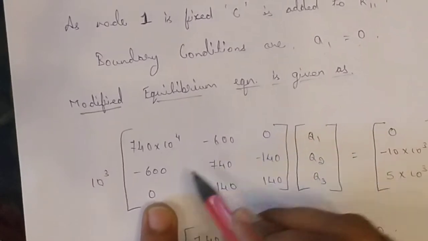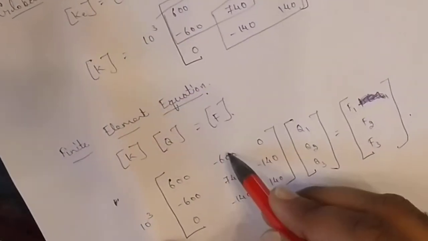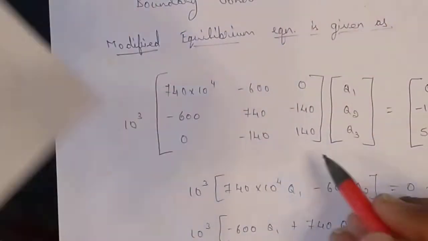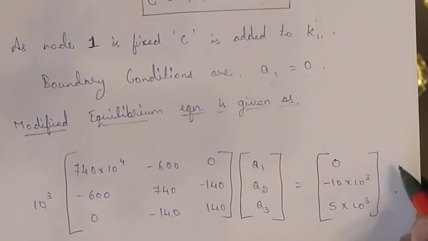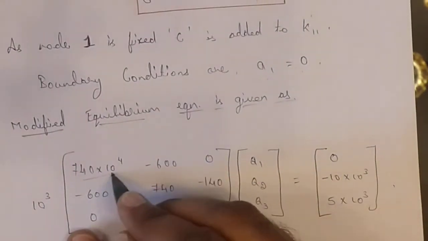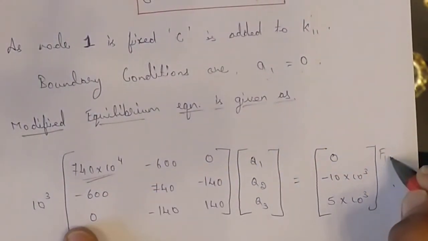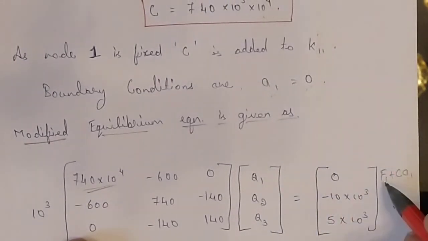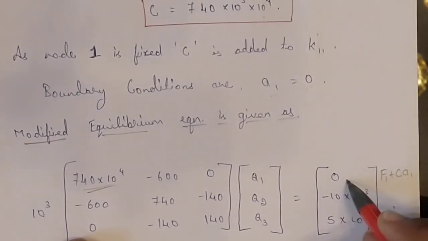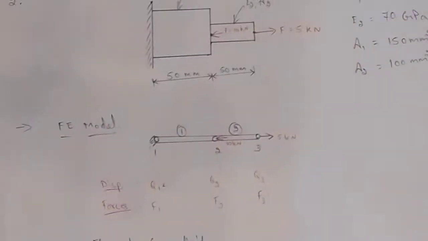Minus 600, 0, everything remains the same. All other things in the matrix remain the same. Q1, Q2, Q3. And for the F value, only the first one changes because C is added only to the first. So this becomes F1 plus C A1. A1 is 0, F is 0, so this becomes 0. And the rest, F2 and F3, is given in the question itself.